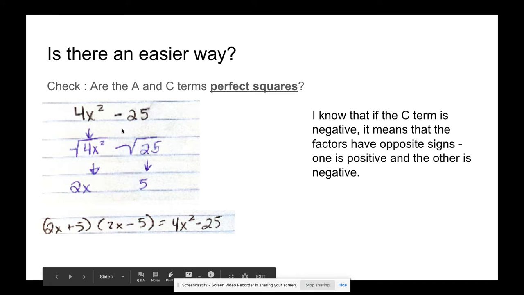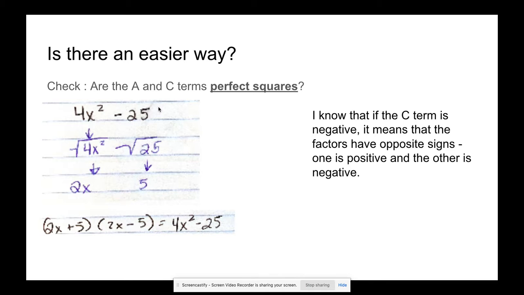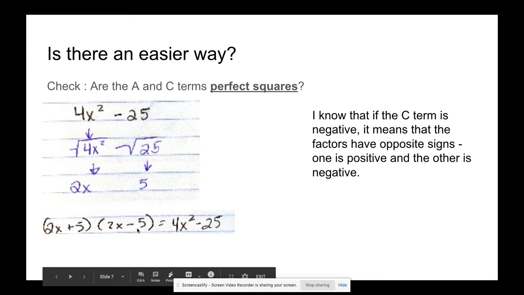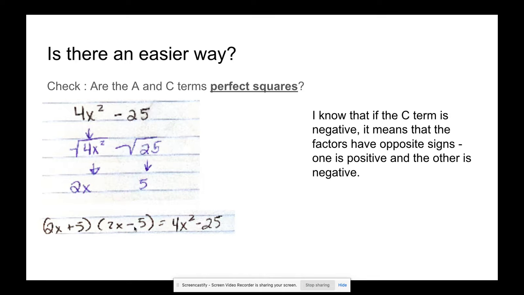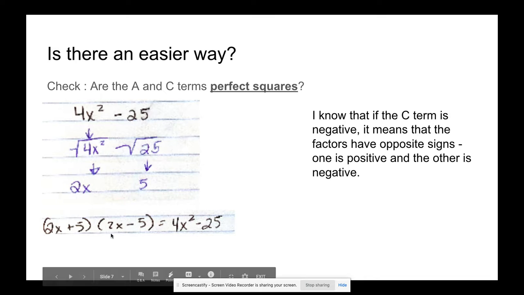If I know that the C term is negative, that tells me that the factors have opposite signs because positive times negative is negative. So I make one positive and one negative. This also takes away that middle B term because 5 minus 5 is 0, and I don't have to write 0.